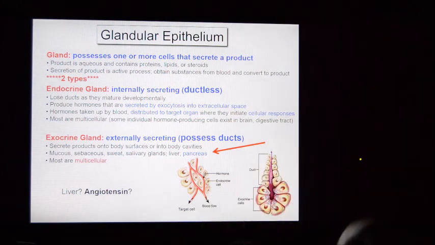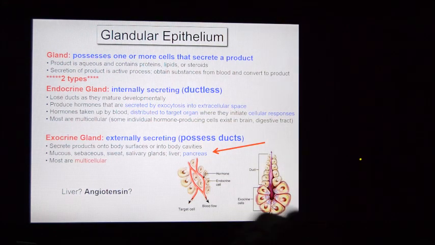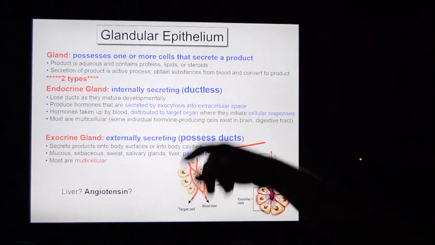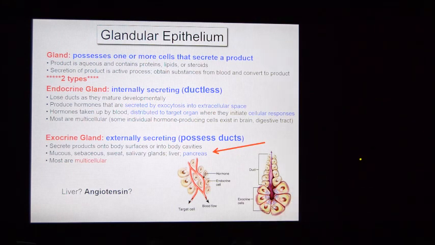Exocrine glands produce a fluid or something, and it's dumped out onto a surface, whereas endocrine glands produce a hormone which is dropped into the bloodstream, and the bloodstream is used as the duct. It travels where it needs to go using the bloodstream. Very different.